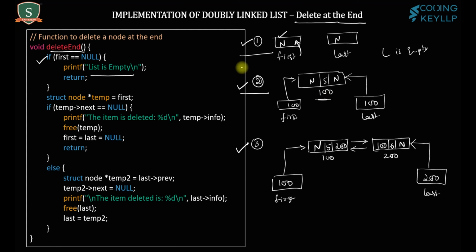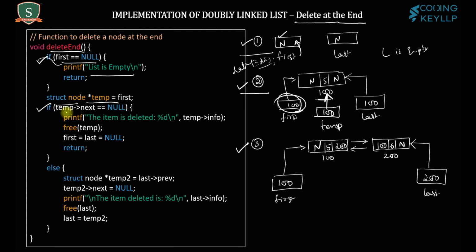Let us look, we are calling the delete end function one more time. What happens here? First is equal to null? What is the first value we have here? 100. So since first is equal to 100, the condition failed. It immediately comes to the next statement. We are taking the support of a temporary variable of type struct node. The temporary variable loads the value 100, which means it is pointing to the only node in the doubly linked list.